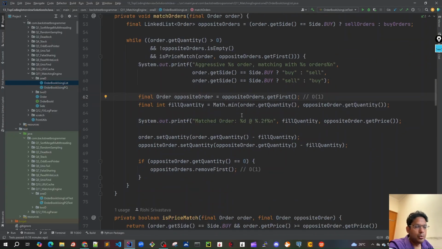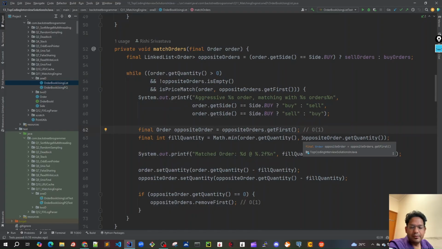Once we get this, then the matching criteria again: first of all, for a buy order, we get the best sell order on the opposite side. This is what this condition will do. Now we have the best sell order to fill our buy order, and for the fill quantity, we have to take the minimum of both. For example, if I have a buy order of 100 quantity and the best sell order available has 200 quantity, we can only match 100, right?